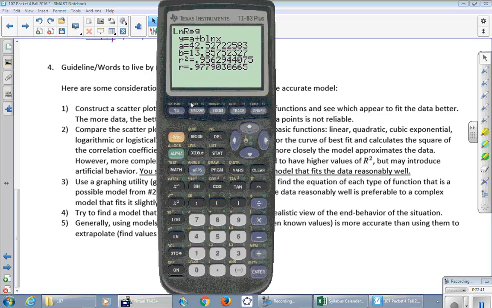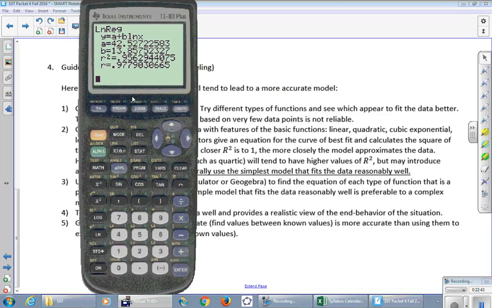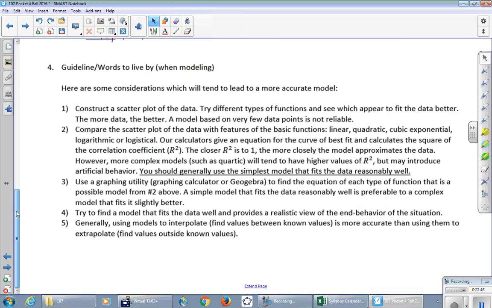And you can try other models and see what kinds of R's you get there too. But it's not just about the R. Let's see here. It says find the equation. A simple model that fits the data reasonably well is preferable to a complex model that fits it slightly better. And we also want to look at this next phrase here. It says you want to pick something that has a realistic end behavior.